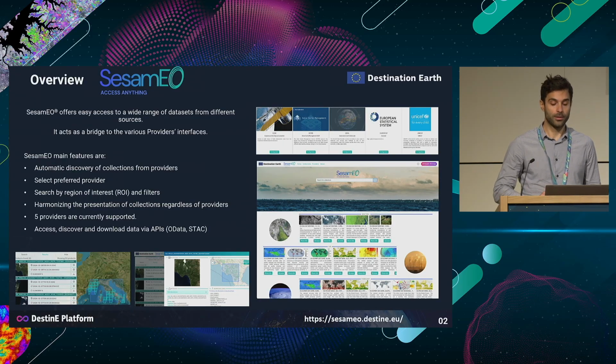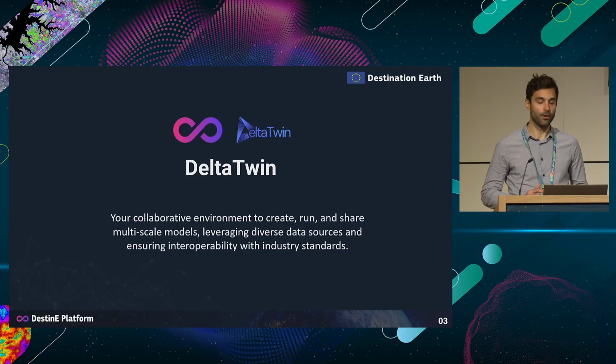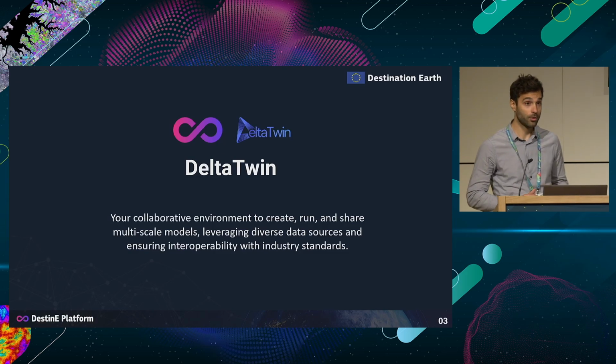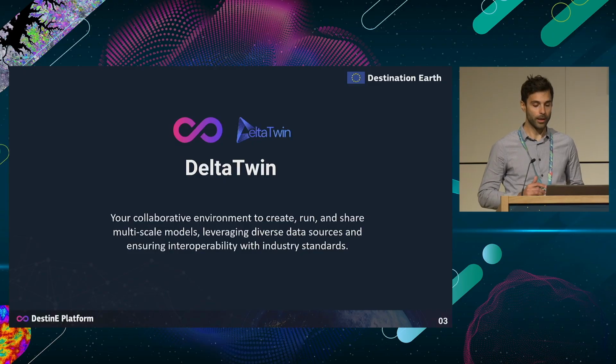Now that we know more about Sesamio, I will introduce Delta Twin. Delta Twin is a collaborative working environment that enables the design of processing blocks to fit components of the Earth's digital twins, such as urban heat island, air quality forecasting, and change in the water cycle. Processing blocks can be reused to build a more complex digital twin. With Delta Twin, your data is ready for interaction with external systems, thanks to compliance with industry standards.